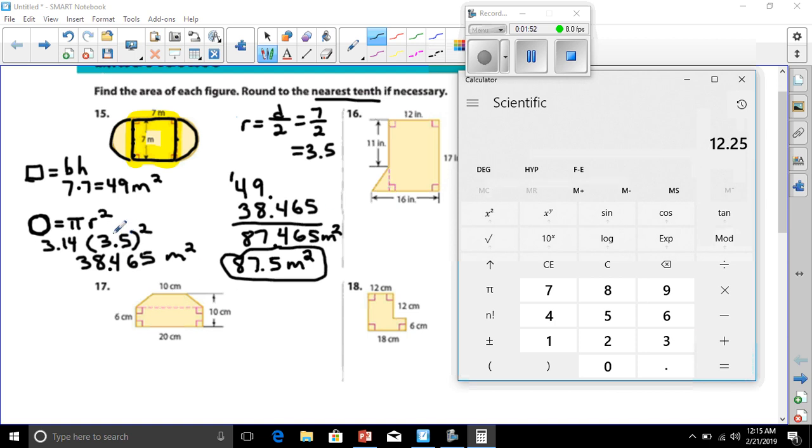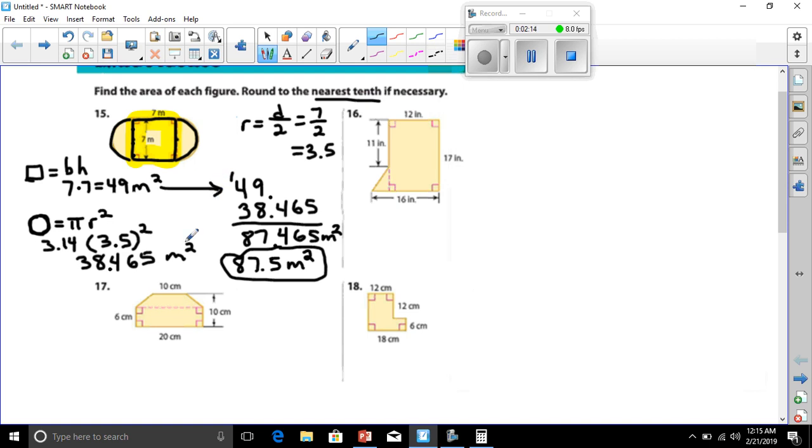Now we have to multiply our answer by 3.14. And that's what gives us 38.465 meters squared. Now that we have the area for the circle and for the square, we can add them together. 49 plus 38.465 equals 87.465. Well, they said to round to the nearest tenth, and when I do, I get 87.5. That's how they got 15.